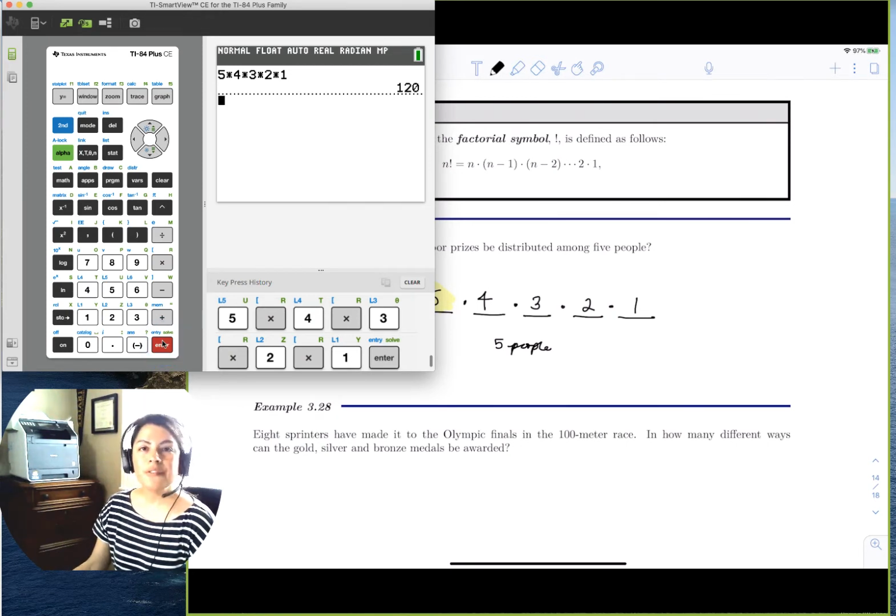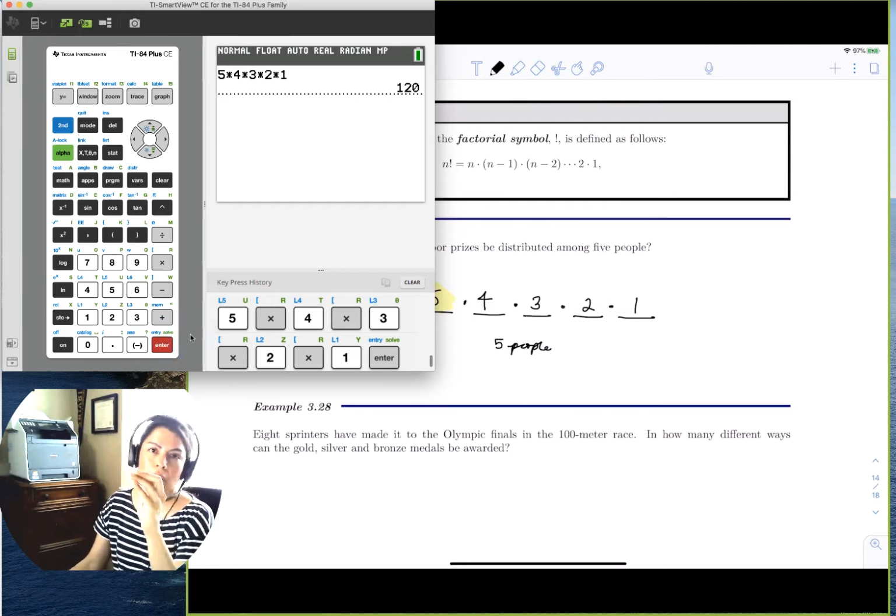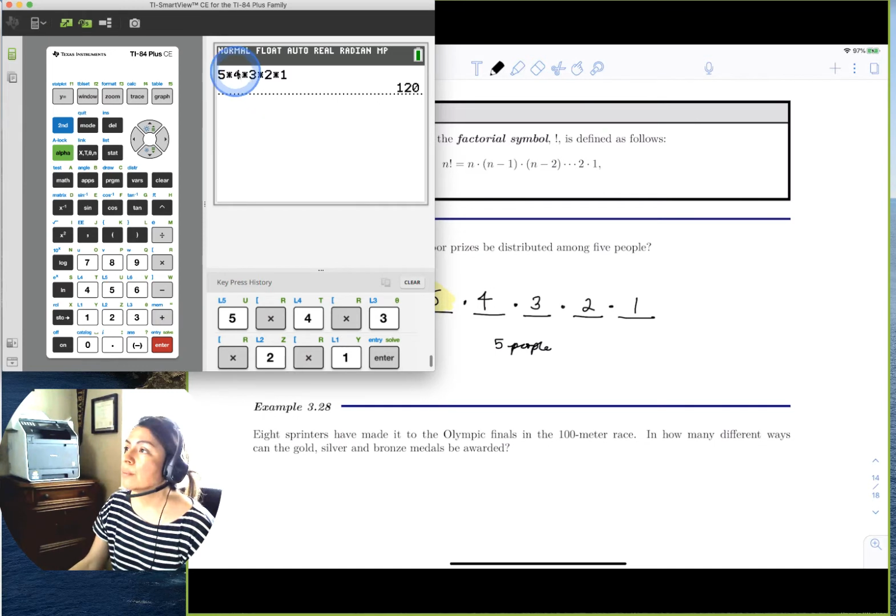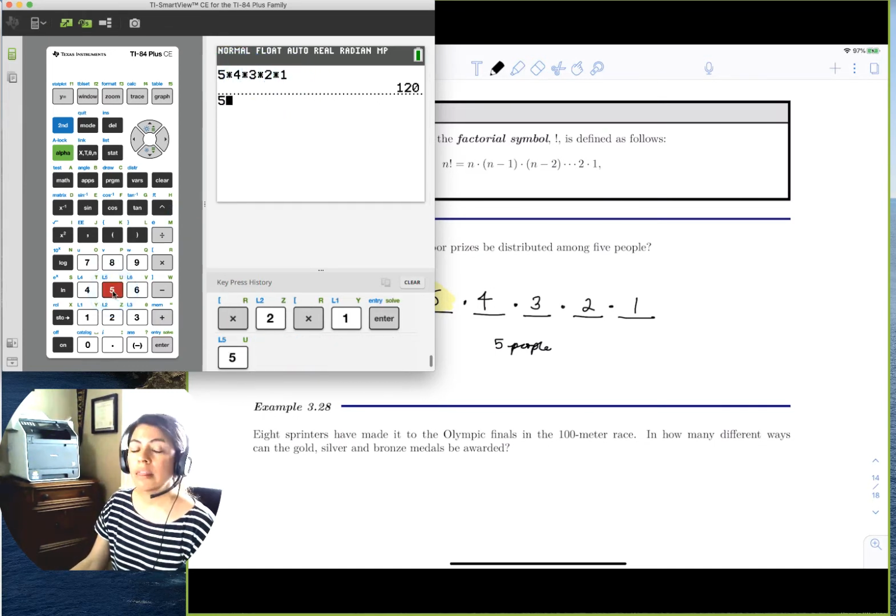But that's not sophisticated enough, right? Because what if I had 120 factorial? Am I going to punch in my calculator 120, 119, 118? No, there is a factorial in your calculator. So let's go ahead and take a look. If I wanted to put 5 factorial in the calculator, I would just hit 5 and the factorial symbol. Your factorial symbol is hidden inside your math menu, which is right under alpha.